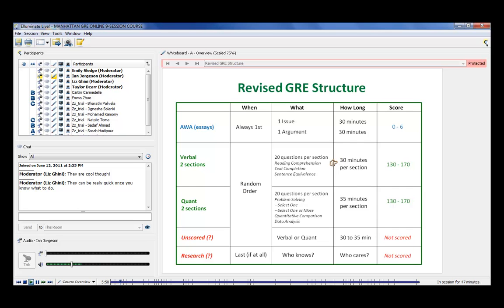Unclear for sure what the order is going to be. You're going to get 30 minutes per section on the verbal to answer 20 questions, and then also 20 questions per math section, but they're a little bit nicer on the time there. They give you 35 minutes per section.